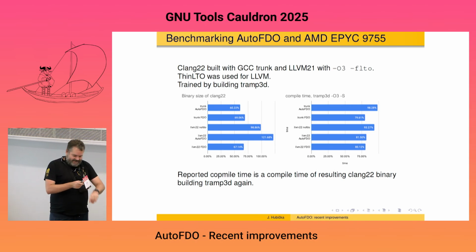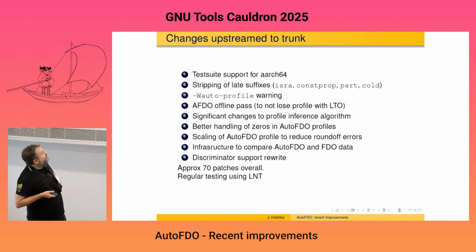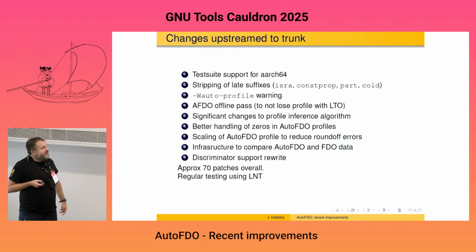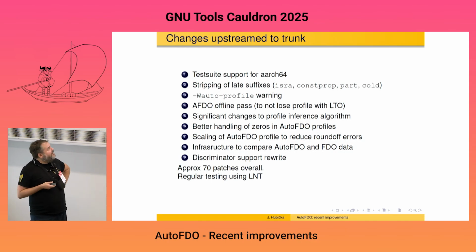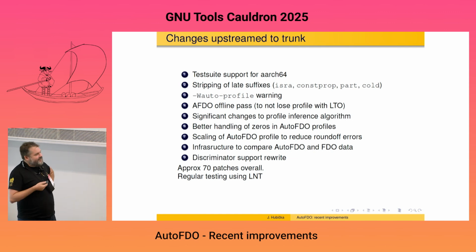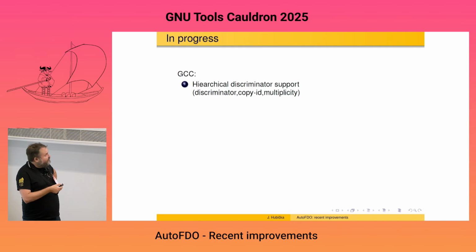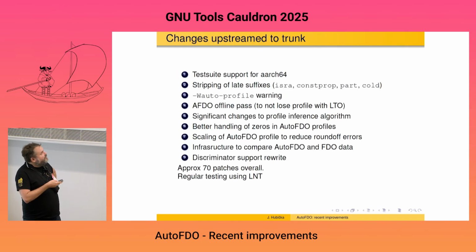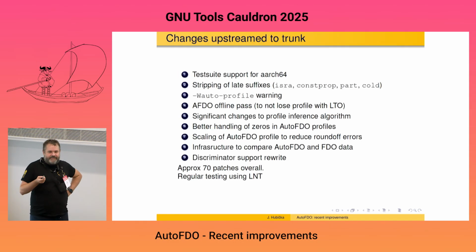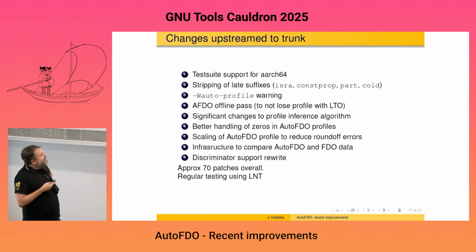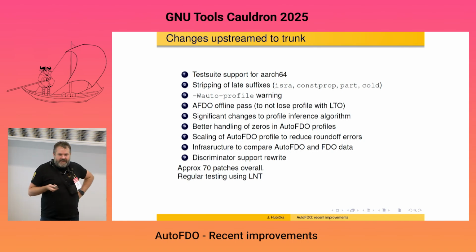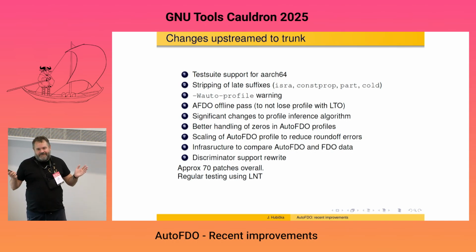And I have 10 minutes to explain what was done. So what was changed since GCC 15? There was test suite support, which was done by NVIDIA, which I'm very happy for because the test suite is necessary. The stripping of the late suffixes: previously we were simply losing the profile for all these suffixes. So if you don't have a profile, things don't work very well. I added the offline pass, which is helping LTO, because when the AutoFDO was contributed, LTO didn't exist.